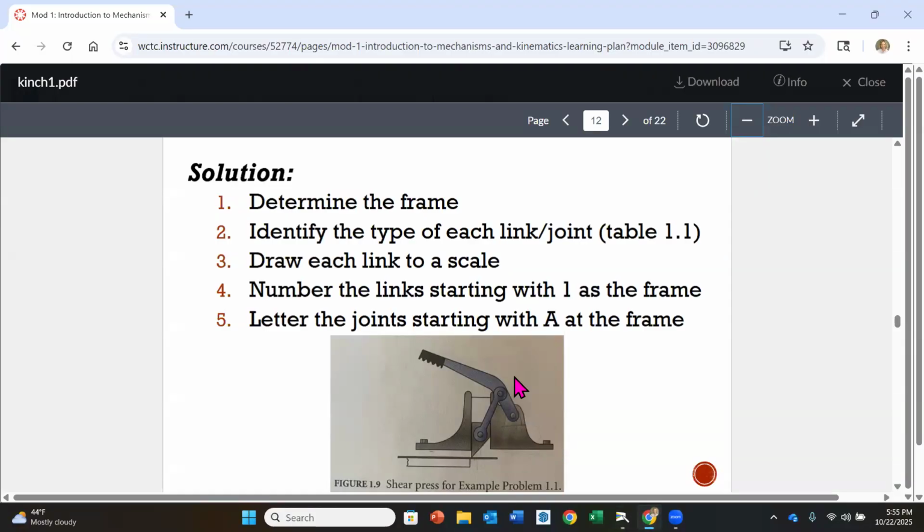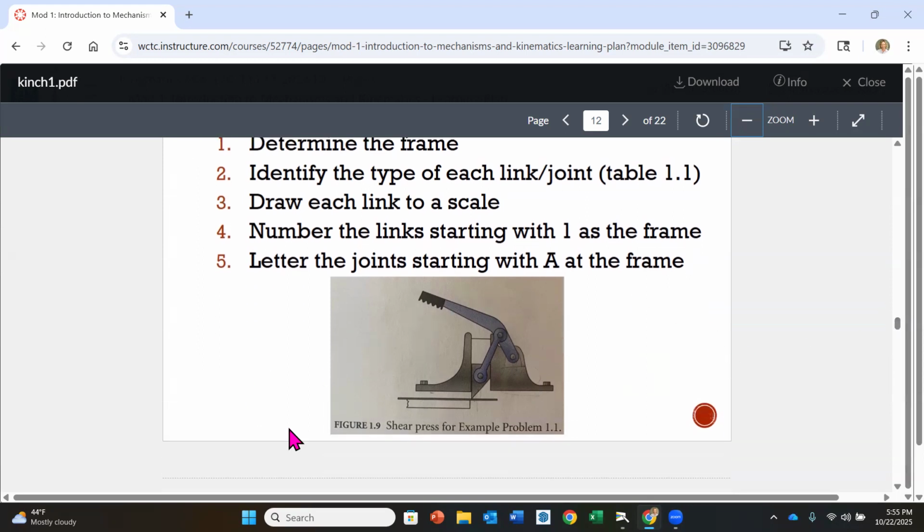And the 5 steps that we're going to go through are going to be number 1, we're going to determine what the frame is. So by looking at this diagram, we're going to talk it through. We're going to be identifying what the frame is. The frame is going to be the non-moving elements on our mechanism. Then the second thing is we're going to identify the type of each link or joint and we're going to use table 1.1, which is in our chapter here, to help us with that. Then we're going to draw each one of the links to scale. Now, in this case, you're going to notice that our illustration does not have any dimensions on it. So we are going to draw proportionally, okay, when we don't have dimensions.